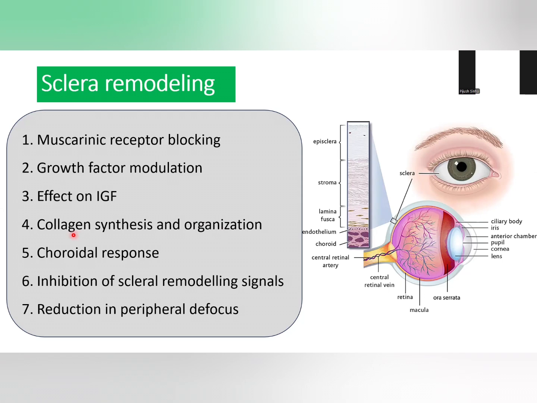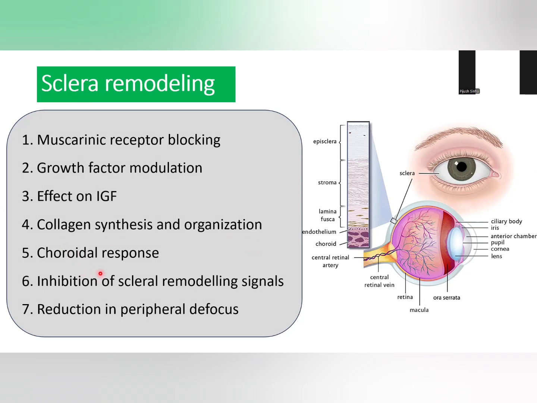If I talk about collagen synthesis and organization, here the sclera's structural integrity relies heavily on the collagen fibers in the stroma part, right? In myopia, the scleral structure is often altered, leading to weaker and more elongated tissue. So atropine has been shown to impact the synthesis and organization of collagen in the sclera. It is seen in various research articles. By reducing the expression of collagen-producing genes, it helps maintain a more stable scleral structure, which prevents the excessive elongation of the eye.